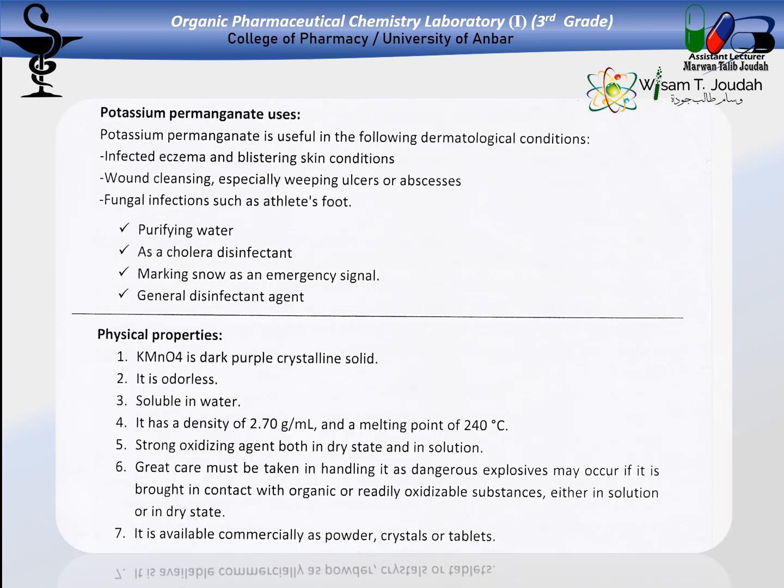Well, potassium permanganate, as with many drugs or solutions, possesses numerous medicinal and pharmaceutical applications. Potassium permanganate is useful for the following dermatological conditions, some skin conditions that affect people: infected eczema and blistering skin conditions, which is sometimes eczema.